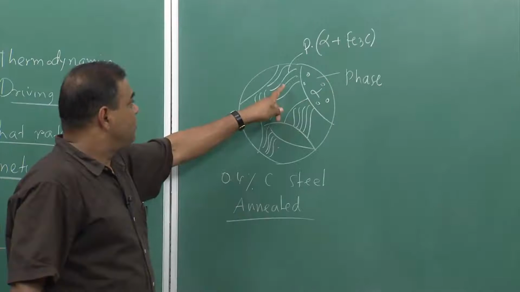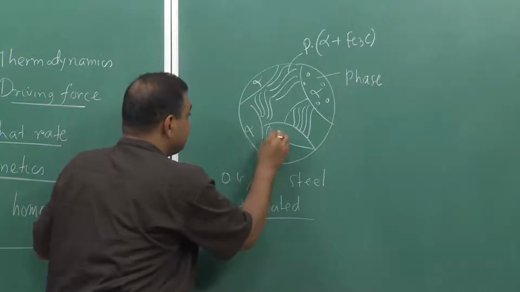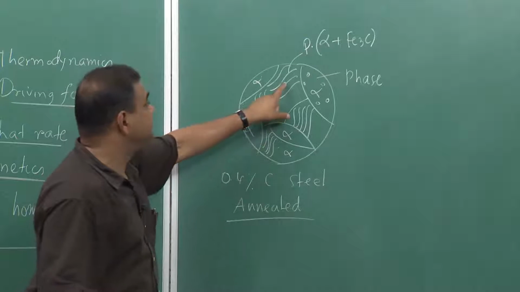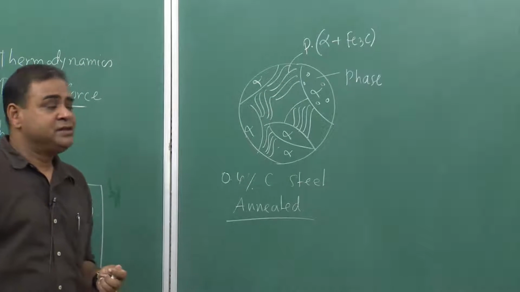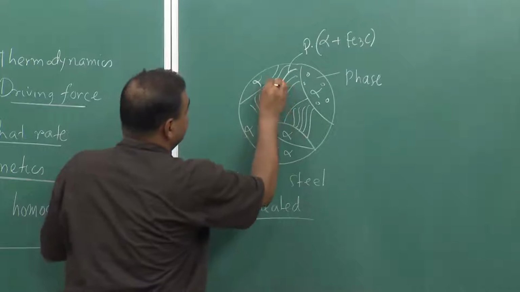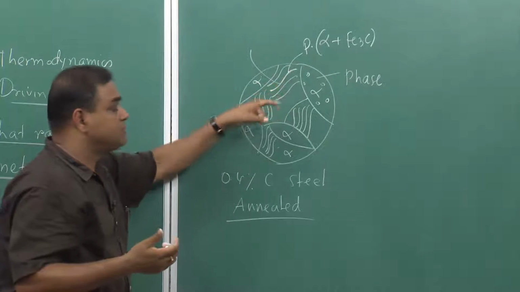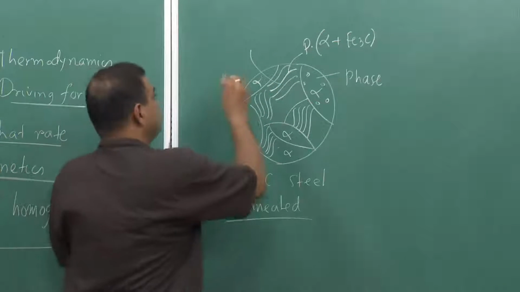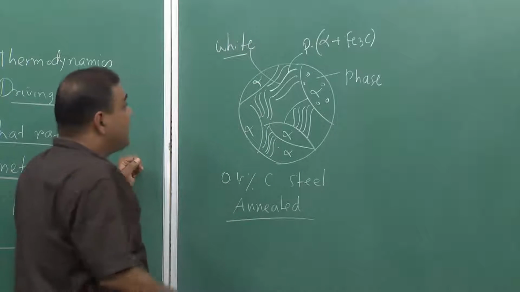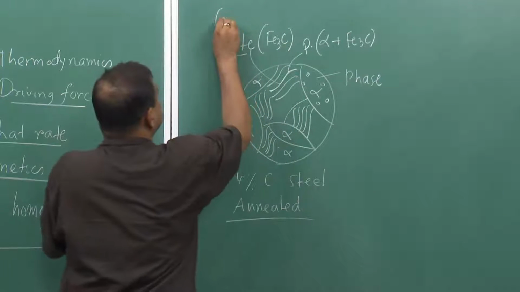Now, this part is also alpha, this is also a phase, this is also a phase, this is also a phase. But now, what happens in the perlite? In the perlite, if we look under the microscope, we will see that this particular stuff would look like a white strip, and this is nothing but Fe3C, which is cementite.